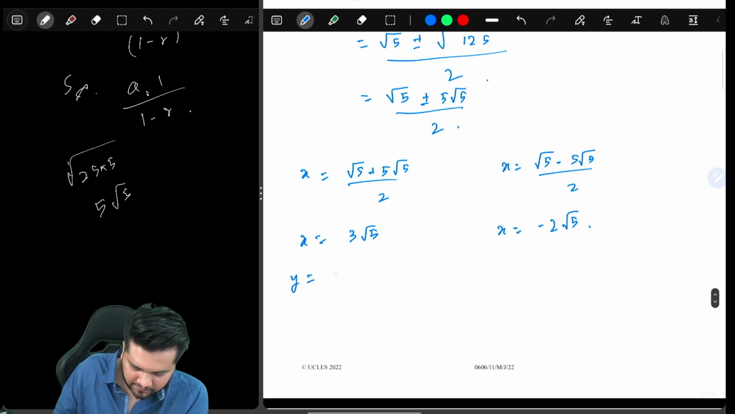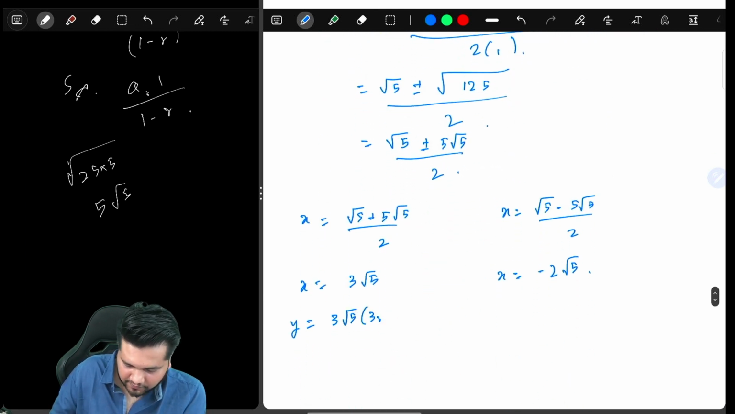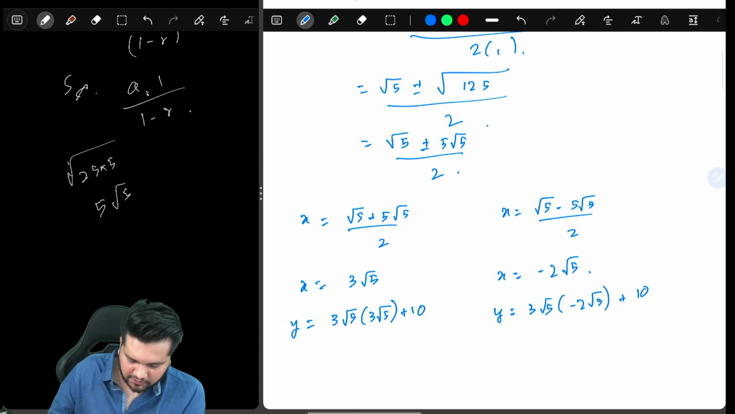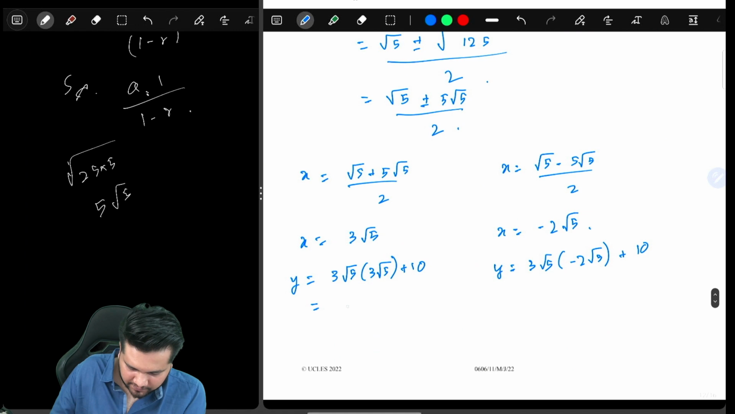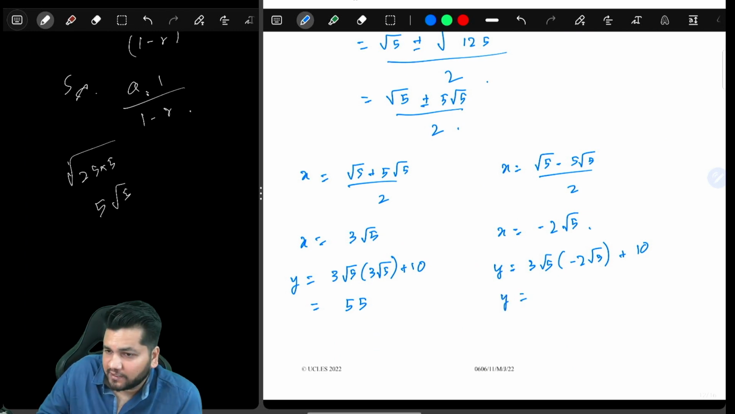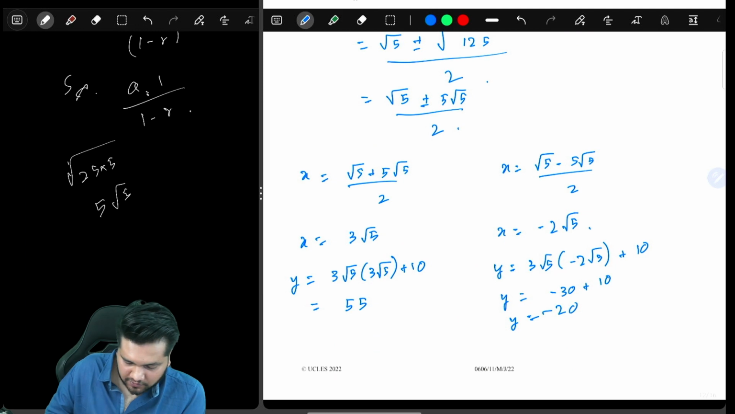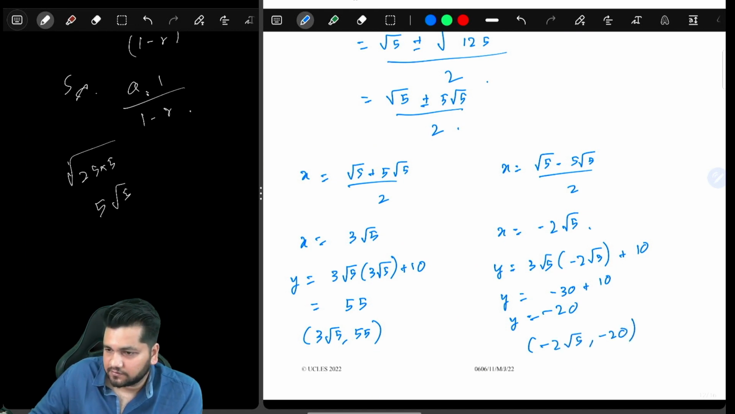So y would be what? Once again, what was it? 3 root 5x plus 10. So 3 root 5, and this time x would be 3 root 5 plus 10. And here also y is equal to 3 root 5 into minus 2 root 5 plus 10. So here you will get 9 times 5, 45, 45 plus 10, 55. And here minus 6 times 5 minus 30 plus 10. Okay, we'll solve it. 3 into minus 2 is minus 6, minus 6 into 5 is minus 30 plus 10. So you'll get y is equal to minus 20. So the coordinates are 3 root 5 comma 55 and minus 2 root 5 comma minus 20. So these are the values.